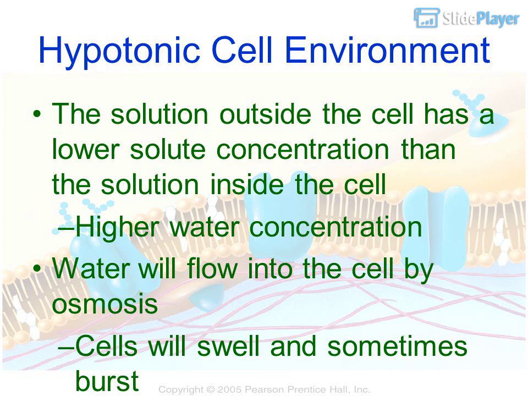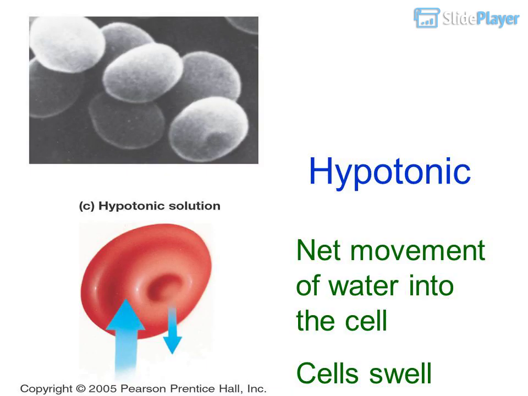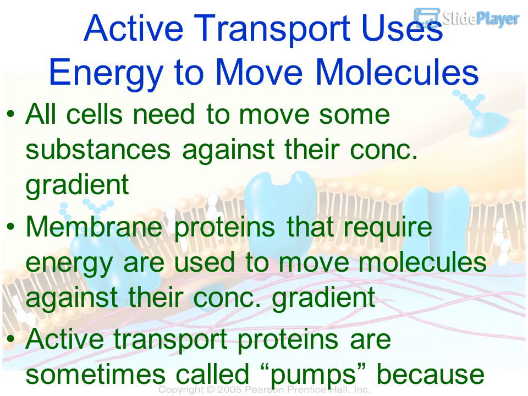Hypotonic cell environment. The solution outside the cell has a lower solute concentration than the solution inside the cell, so a higher water concentration. Water will flow into the cell by osmosis. Cells will swell and sometimes burst. There is a net movement of water into the cell.